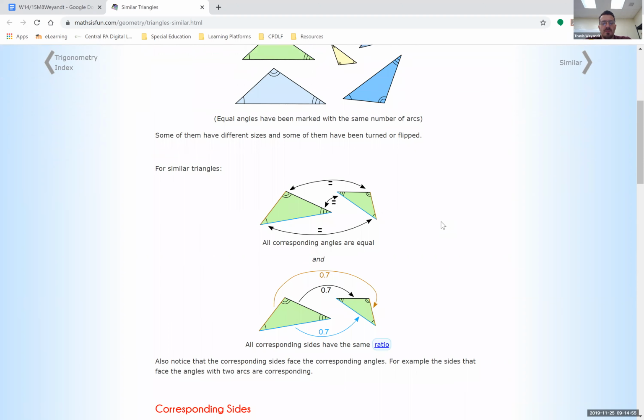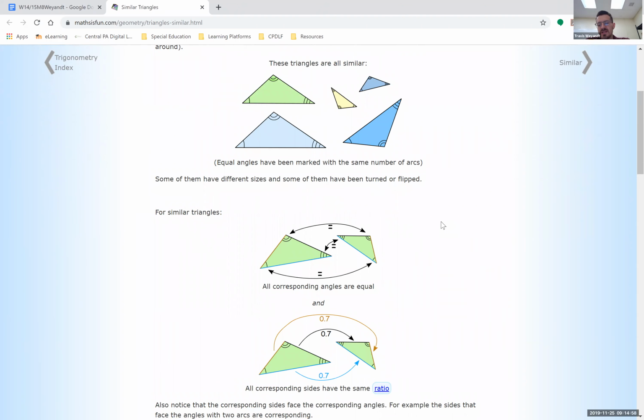Nothing is being said with similarity that things are flipped or moved or enlarged means they're not similar. Yes, they're still similar figures, and the angles can actually stay the same.